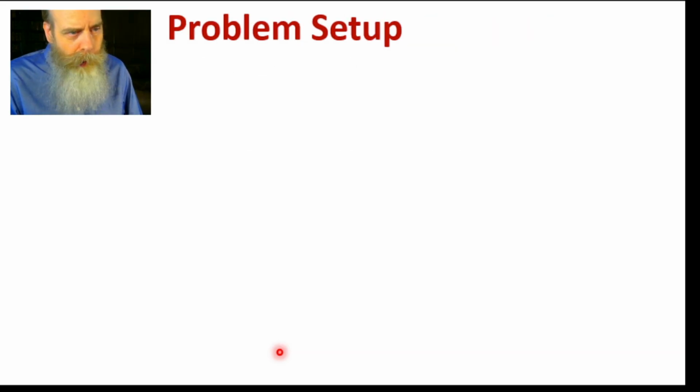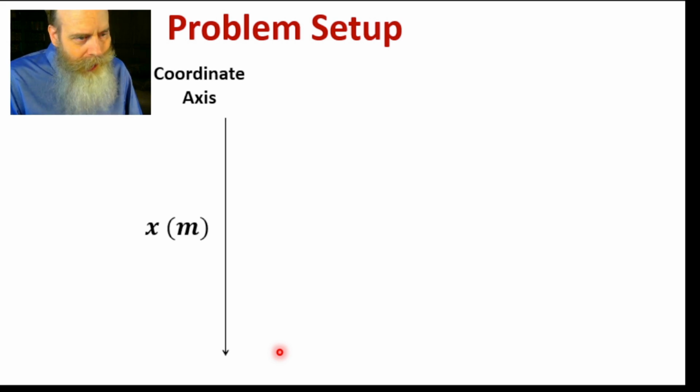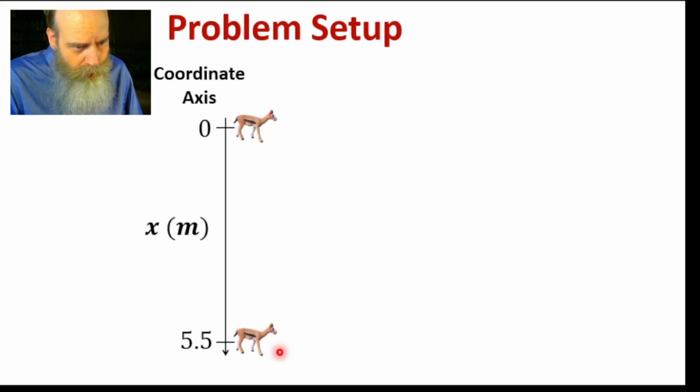Let's set up this problem. The first step is to draw a coordinate axis. So I'm going to take the x-axis. The positive direction is downwards. And Giselle started right here at x equals 0. And then she got to x equals 5.5 meters when she was on the ground. There, she fell to the ground.